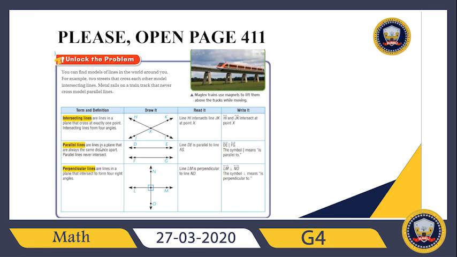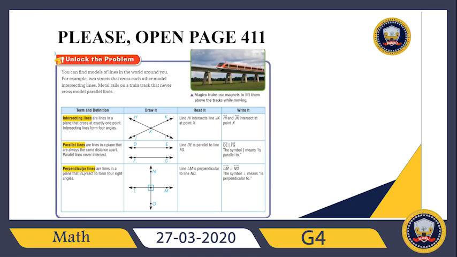What about parallel lines? Parallel lines are lines in a plane that are always the same distance apart. They never intersect, they never cross. In this one I can say line DE is parallel to line FG. So how can I show it? Remember the symbol for parallel. We will always use this one. Like this. They never cross.